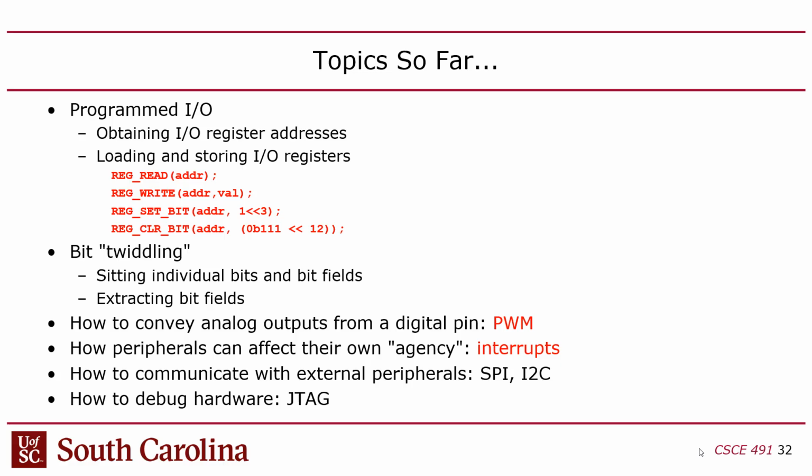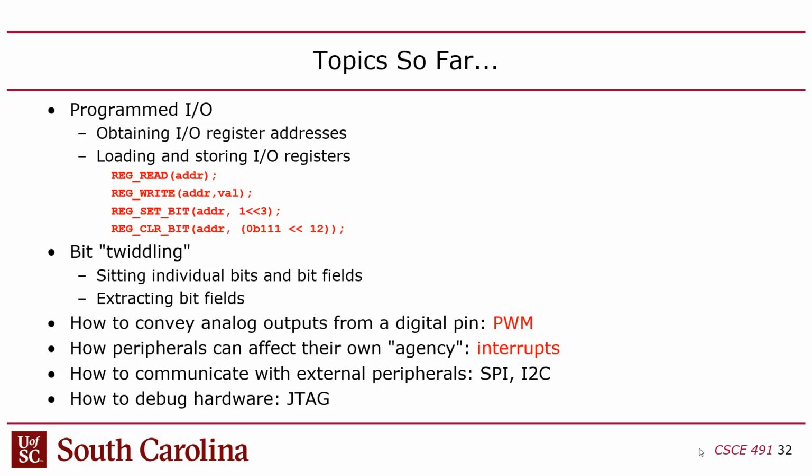So in this lecture, I'm going to jump around to a couple different topics, so it'll be a little disjointed. The first thing I'm going to talk about is how to effectively get an analog signal out of the ESP32 using pulse width modulation. And then we're going to switch gears and talk about interrupts.